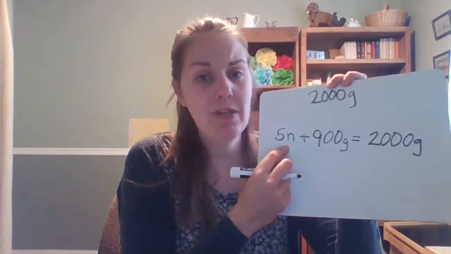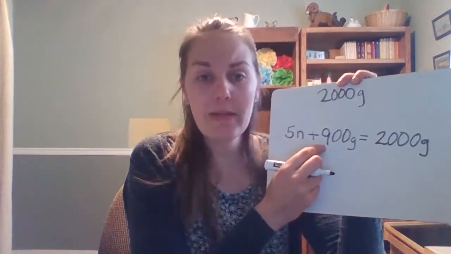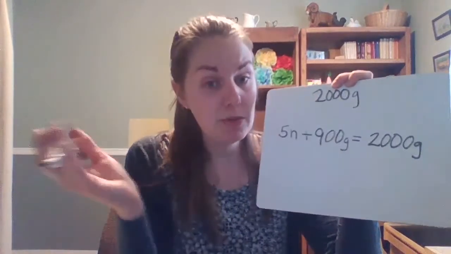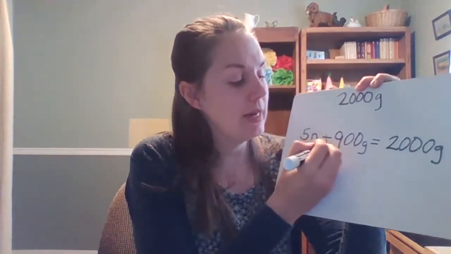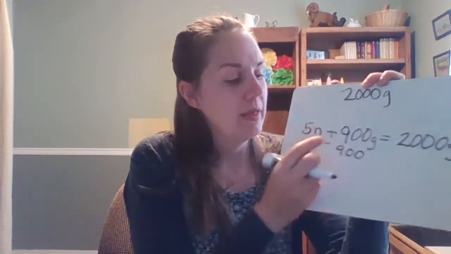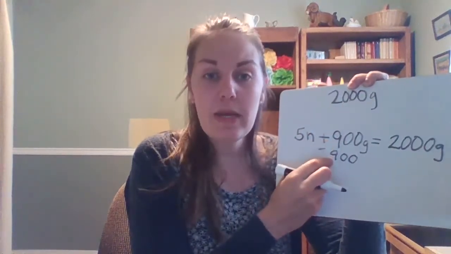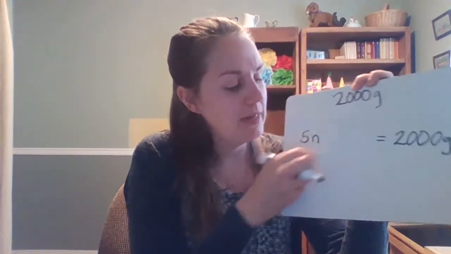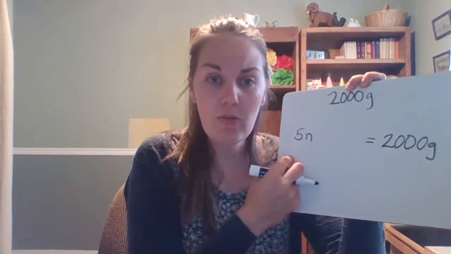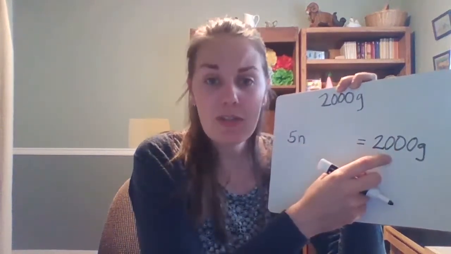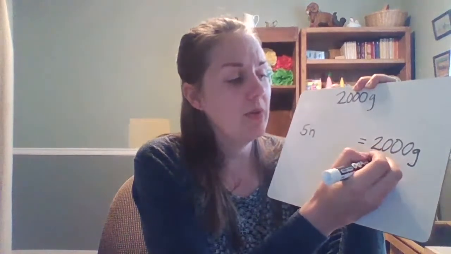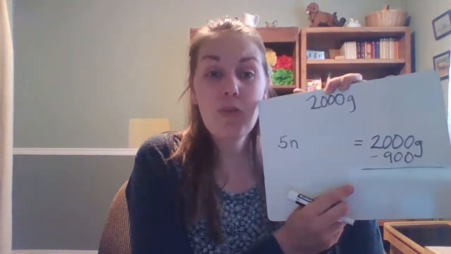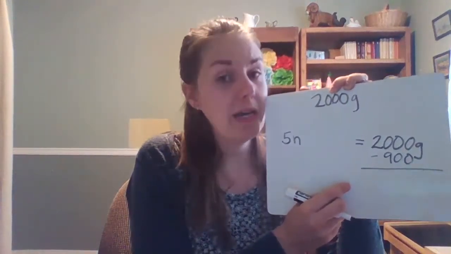So the first step is going to be to take away the 900. And remember how that equal sign is like a balance. So if I take away the 900 on this side, if I have 900 take away 900, I don't have it anymore, right? It's gone. And so that simplifies this part of my equation. But I have to do it to the other side as well. So 2,000 take away 900.